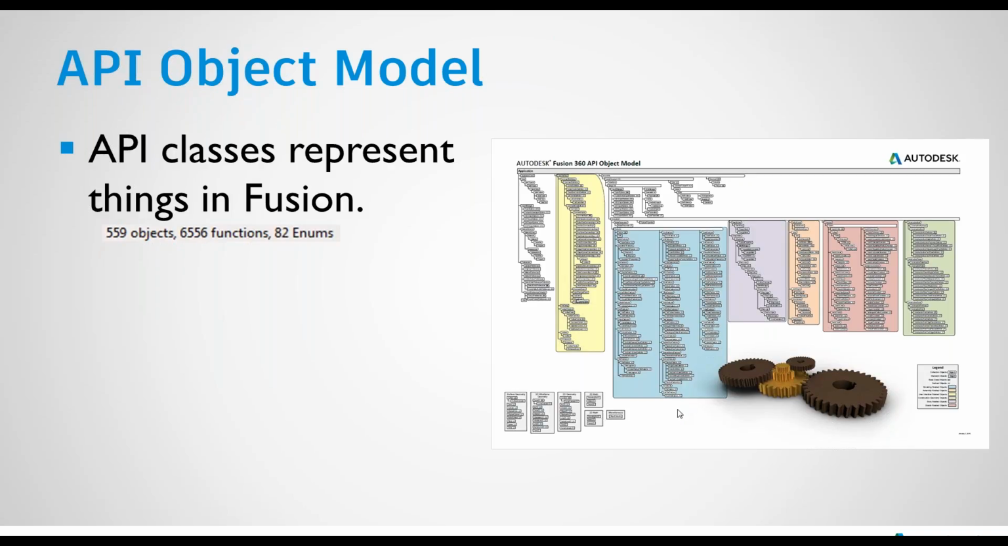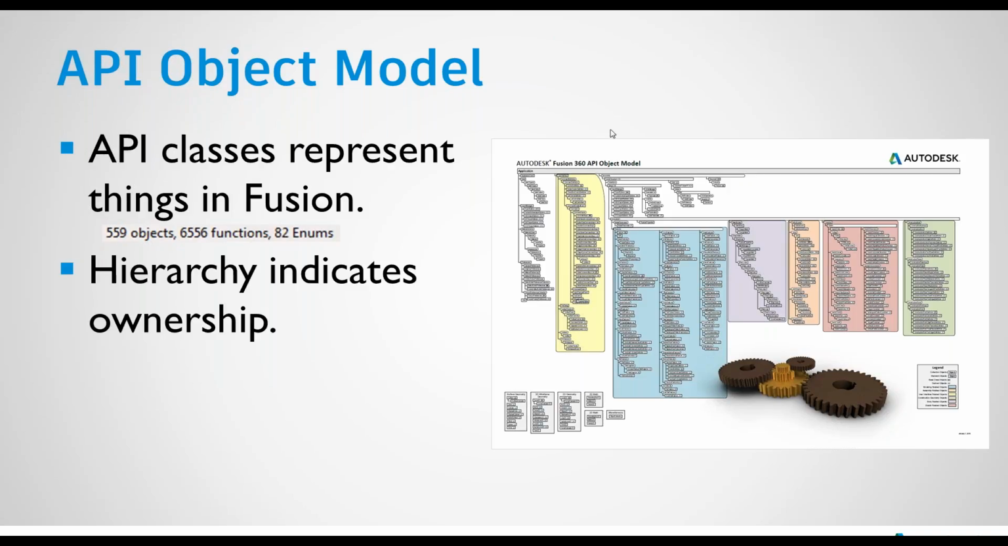And most of the objects in there have an obvious one-to-one correspondence with things you would be familiar with in Fusion. So for example, there's an object called an extrude feature, which obviously corresponds to an extrude I would create in Fusion. And there's a sketch line and a sketch dimension. And so right now there's 559 objects defined in the API with over 6,000 methods and properties on those different objects, 82 enums. So there's quite a bit defined in that.